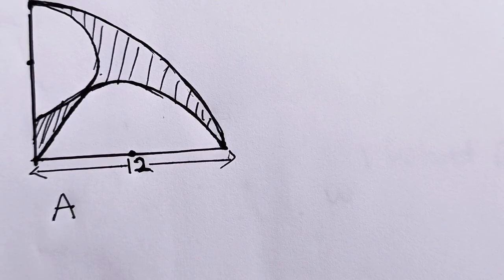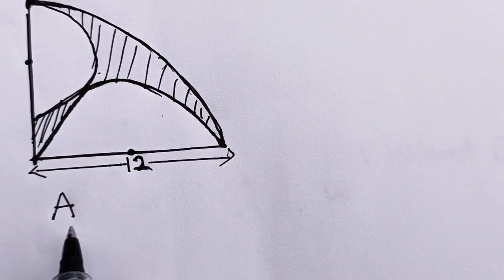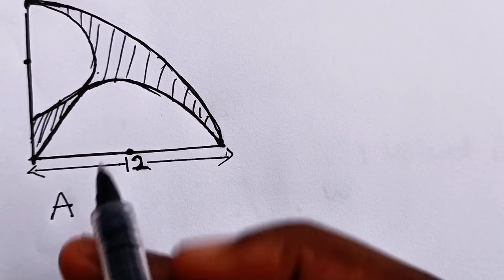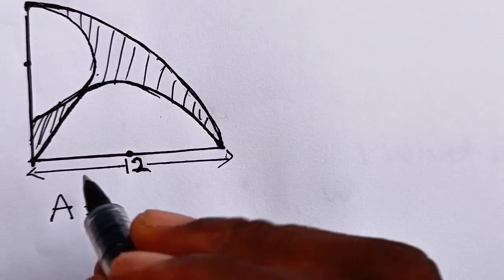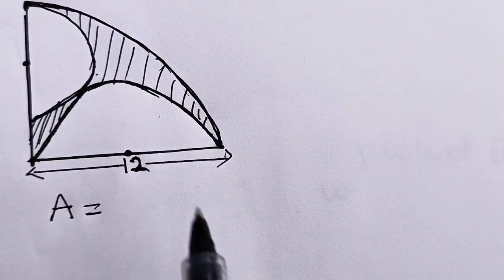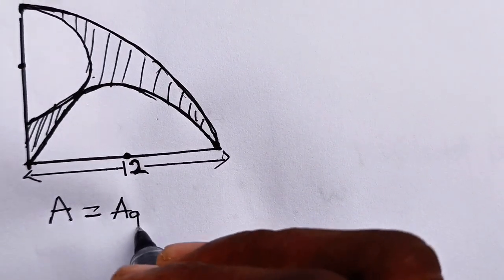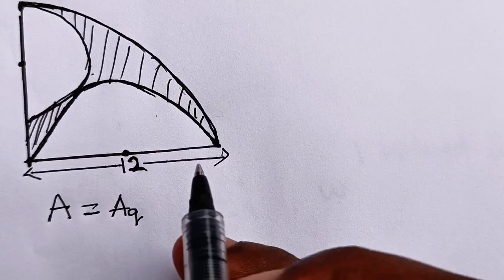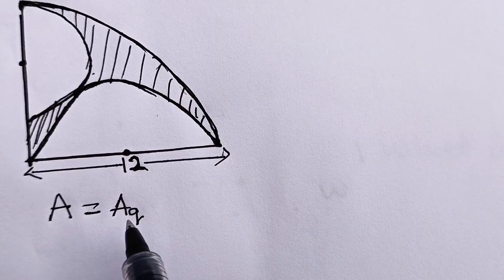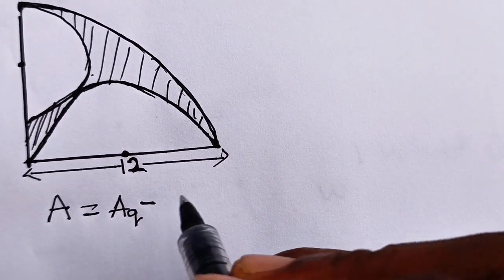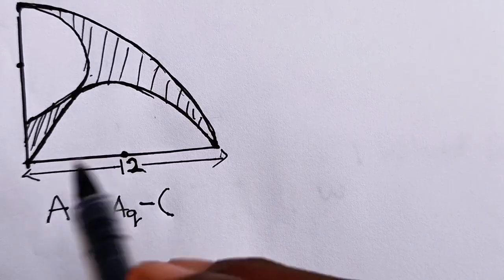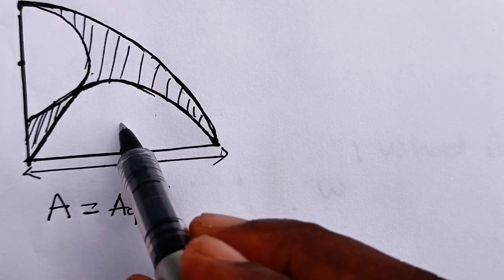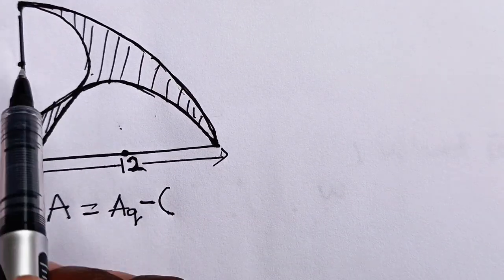Now, the area of this shaded portion should be equal to the area of the quadrant. Let's call it A subscript Q, AQ, that is the area of the quadrant, minus what? The sum of the area of this big semicircle and the area of the small semicircle.